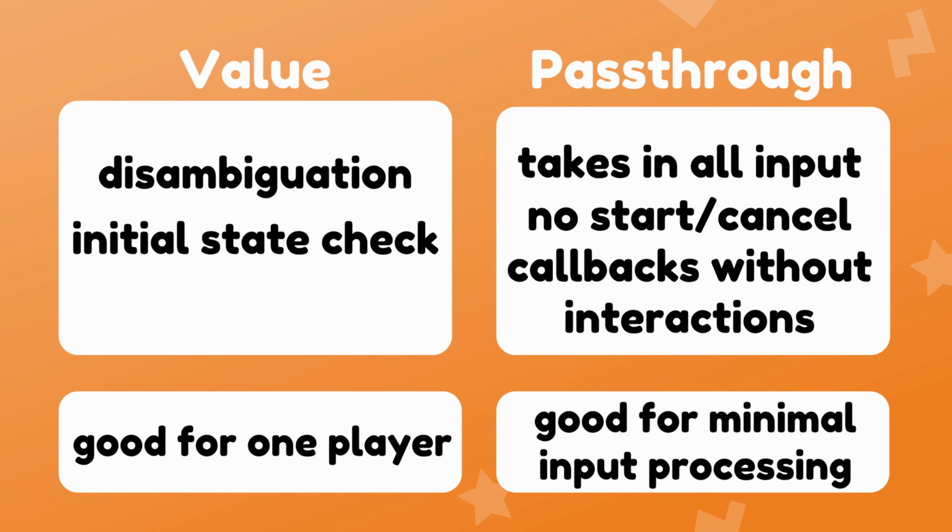In my previous videos, I've used pass-through, and that was because I was not aware that pass-through does not automatically send out the started and canceled callbacks. But if you are having an issue with your input, try changing it from pass-through to value or value to pass-through. Sometimes it actually fixes the input issues that you may be having.